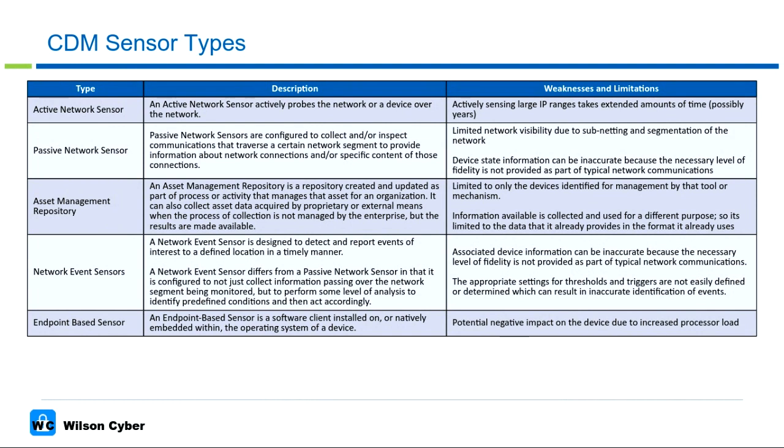Next, we have network event sensors, which are designed to detect and report events of interest to a defined location in a timely manner. A network event sensor differs from a passive network sensor in that it is configured to not just collect information passing over the network segment being monitored, but also perform some level of analysis to identify predefined conditions and then act accordingly. Some of the weaknesses and limitations of network event sensors: associated device information can be inaccurate because the necessary level of fidelity is not provided as part of typical network communications, and the appropriate settings for the thresholds and triggers are not easily defined or determined, which can result in inaccurate identification of events.